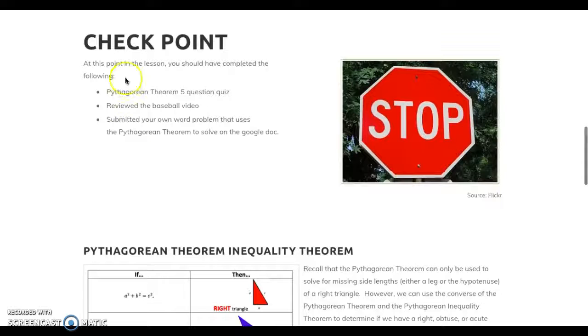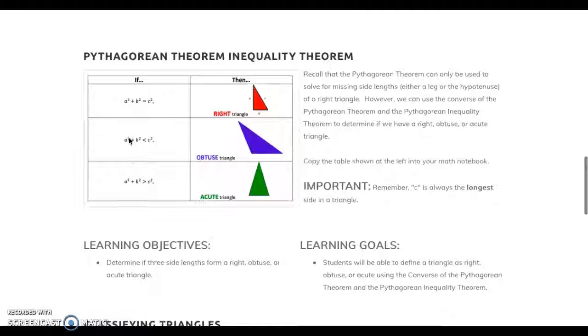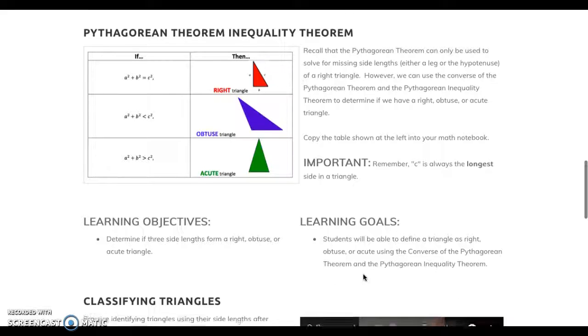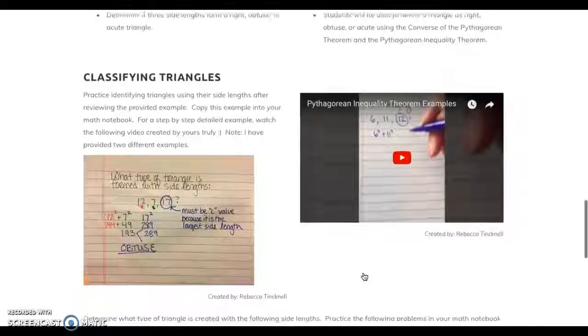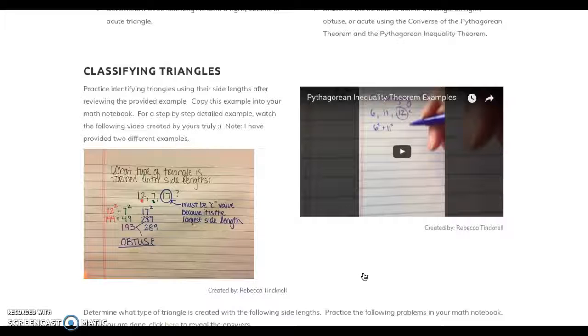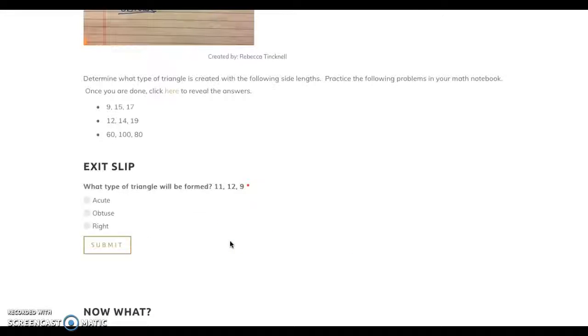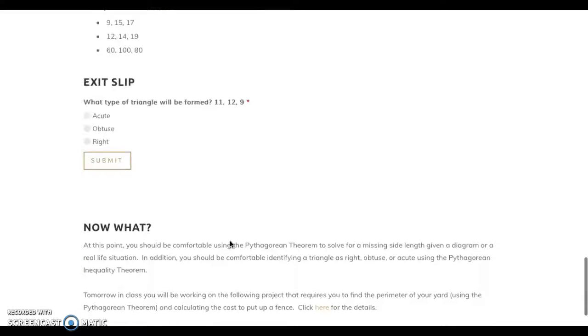Before moving on, make sure you have accomplished all the tasks required, and you will then begin exploring the Pythagorean inequality theorem. The goal of this lesson is to be able to define a triangle as right, obtuse, or acute using the converse of the Pythagorean theorem as well as the Pythagorean inequality theorem. Here are some more examples that I've uploaded as well as a video that you can watch to get a better understanding. As always, please make sure to complete the exit slip before moving on to the next lesson, as well as coming to school the next day.